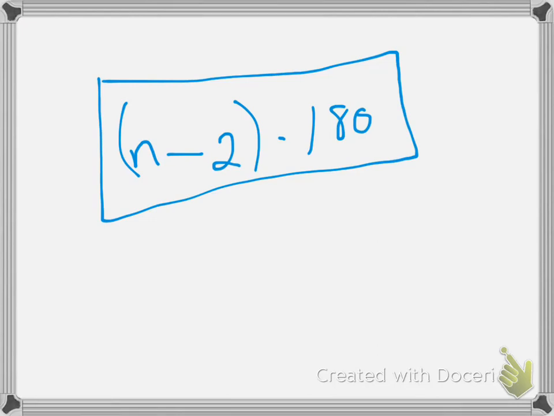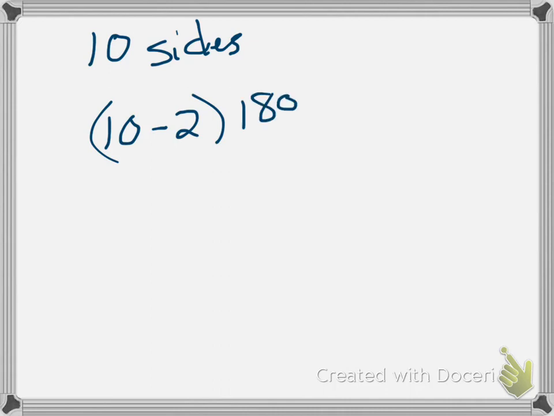Alright, let's look at an example of how to use this formula. So let's look at a shape that has 10 sides. So we're going to put 10 in for my variable. So that would be 10 minus 2, in parentheses, times 180. Then I'm going to do the parentheses first, so 10 minus 2, which would give me 8. And we're going to multiply that by 180. And when I multiply that by 180, that gives me 1,440 degrees. So it's really that easy once you can memorize that formula of n minus 2 times 180.